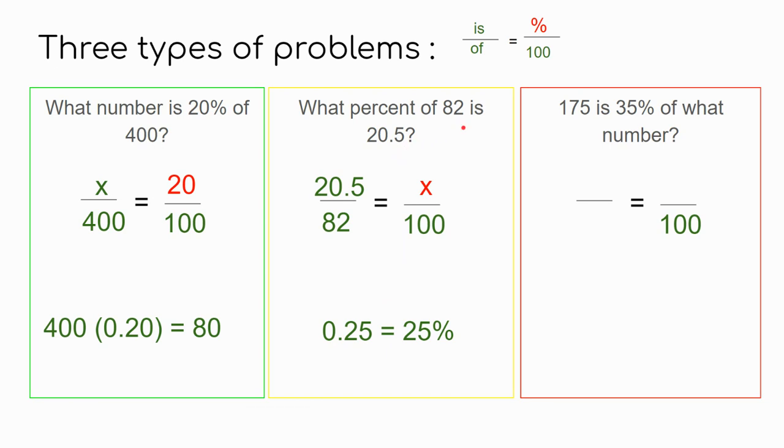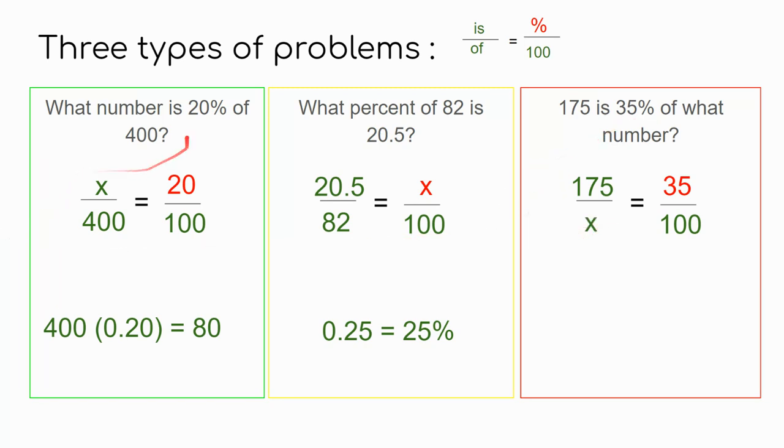Boom. Okay, last one. This is the toughie, the red one. 35% of what number is 175? Put 175 in the is box. Oh, don't put 35 in the is box. 35 is obviously the percent because it comes with the percent sign. Of what number? That's my X, that's my unknown.